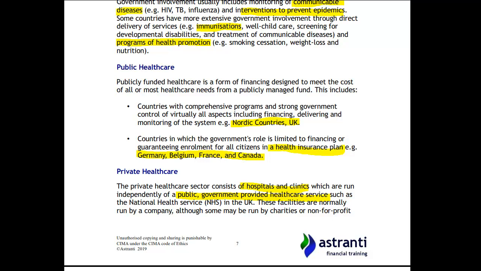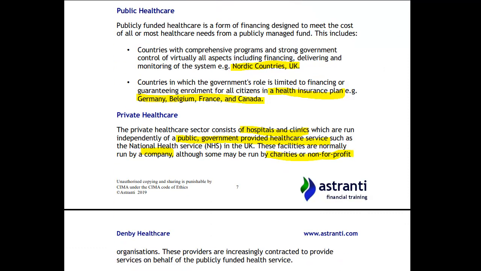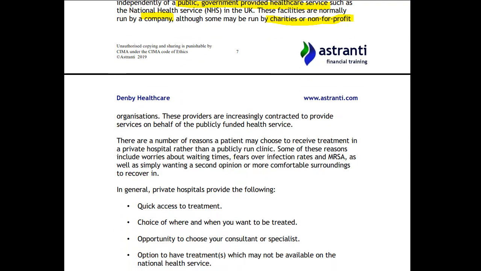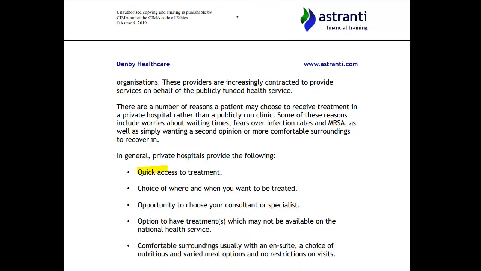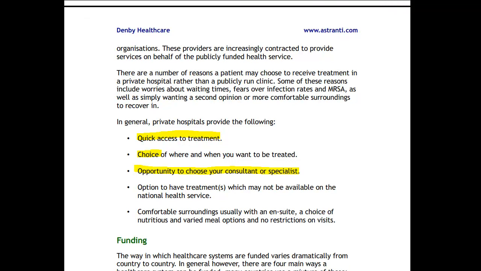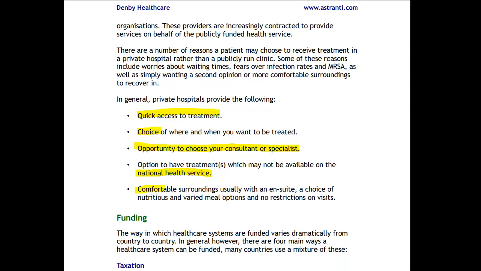These facilities are normally run by a company, but in some instances they can be run by charities or not-for-profit organisations. And there are a number of reasons why an individual might choose to pursue getting treatment in a private facility over a publicly funded one. Access to the treatment tends to be a lot quicker. There's a lot more choice. There's more opportunity to have a more personalised experience, to choose your consultant or your specialist. There's the option to have treatments which might not be available on the National Health Service, maybe due to cost reasons, for example. And also the surroundings tend to be a lot more comfortable.